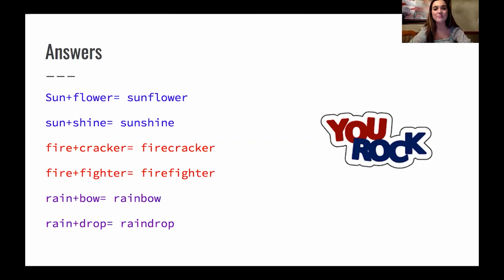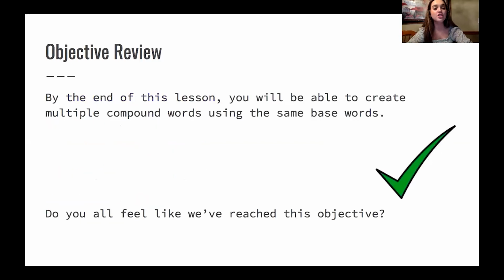getting the right answer. Okay, so the objective review. I told you we would come back to this so we could make sure that you understood. Our objective was, by the end of this lesson, you will be able to create multiple compound words using the same base words. Again, remember, that's just using one of the same base words, and you could create more than one compound word. So I feel like we achieved that, but do you feel like we reached this objective? Give me a thumbs up, a thumbs down, or a fist if you're not sure.